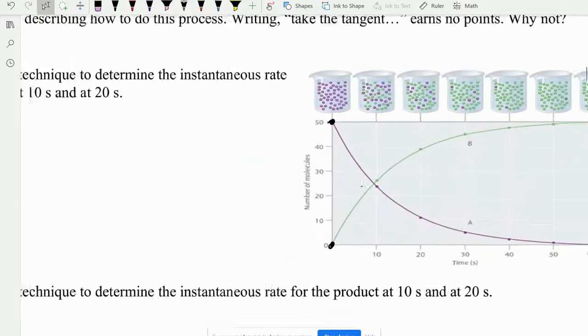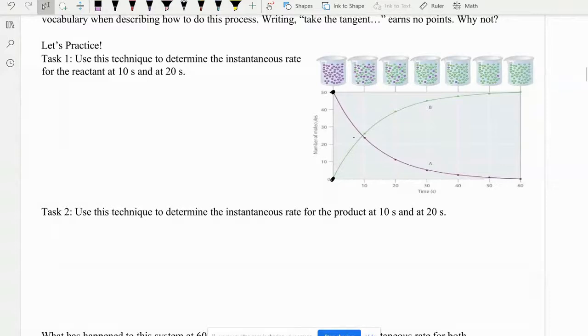Now, if we are trying to figure out the instantaneous rate at a particular time frame, what you're going to do in this example, it wants us to find the instantaneous rate of this reaction between 10 and 20 seconds. Okay, and it wants us to do this first for the reactants, and you can see it says it right there. So for the reactants between 10 and 20 seconds, what's the instantaneous rate that this reaction is occurring?